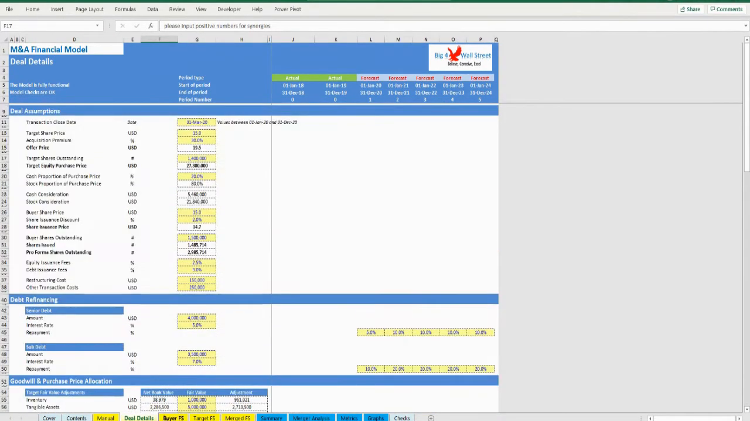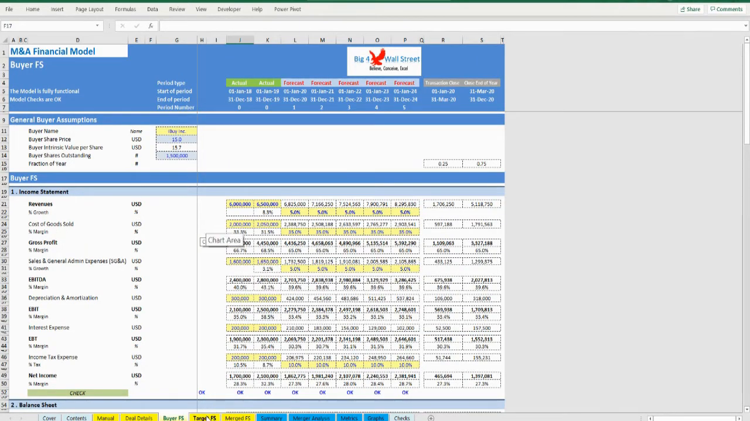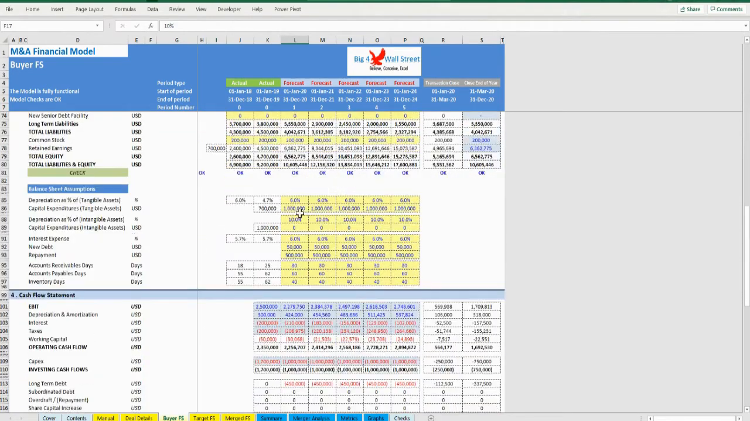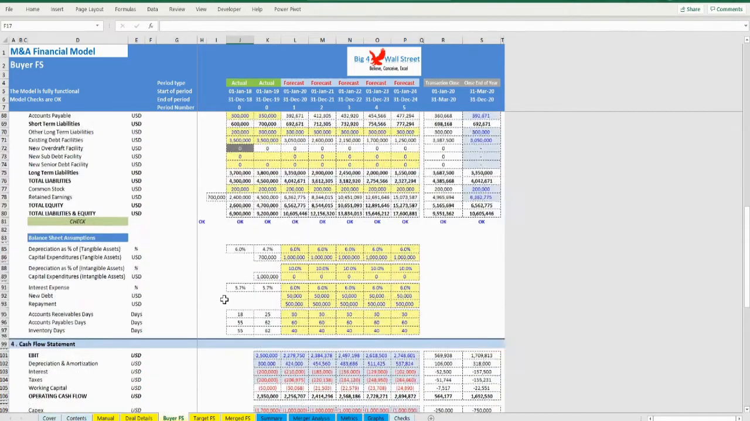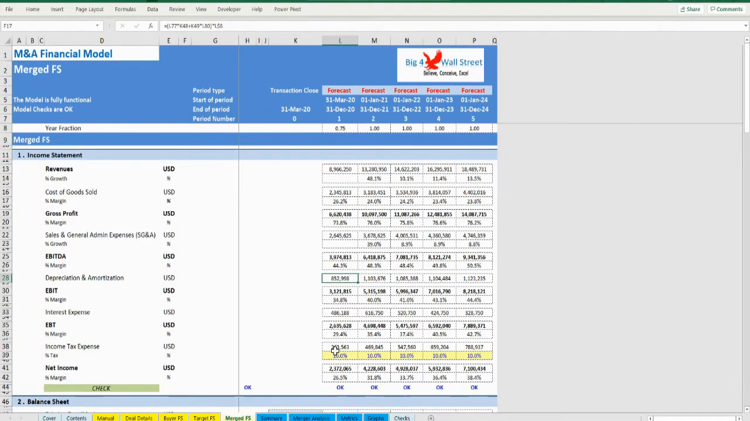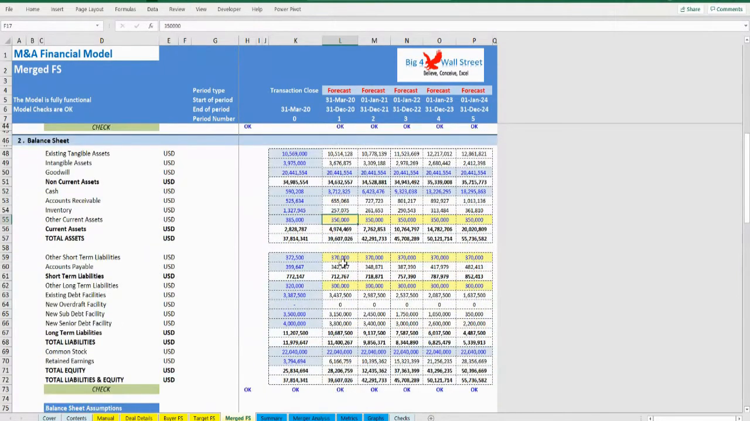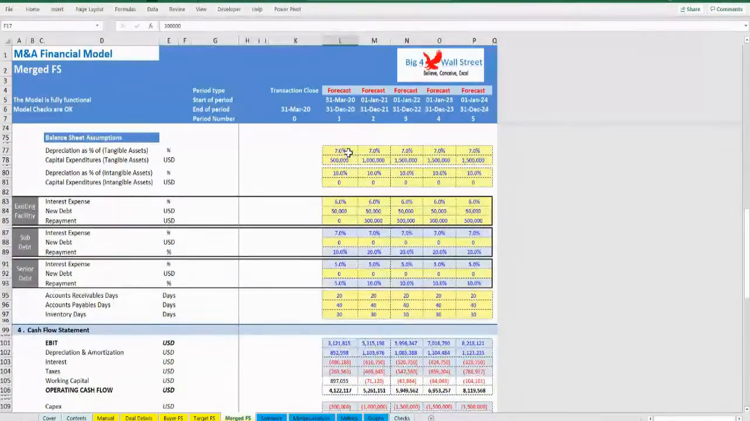The next step is for the user to set the assumptions for both the buyer and target financial statements, such as revenues, growth rates, costs, margins, tax rates, depreciation rates, interest rates, capex, new debt, repayments, and working capital assumptions, account receivables, payables, and inventory. Additionally, the user needs to feed some valuation assumptions such as weighted average cost of capital, and EV to EBITDA exit multiple. Regarding the tab Merger FS, a similar set of assumptions such as balance sheet and valuation items need to be adjusted. Profit and loss items, as well as debt refinancing come from the merger of the two companies.